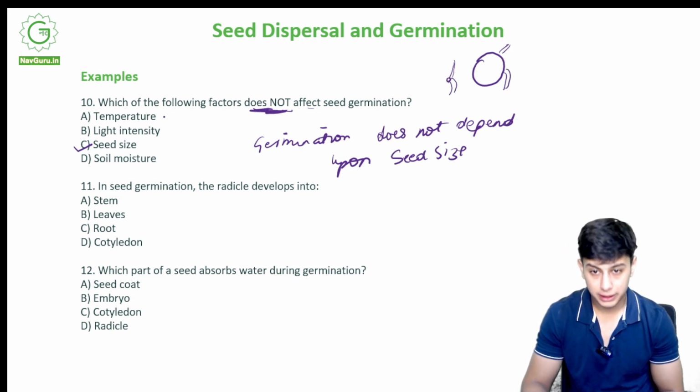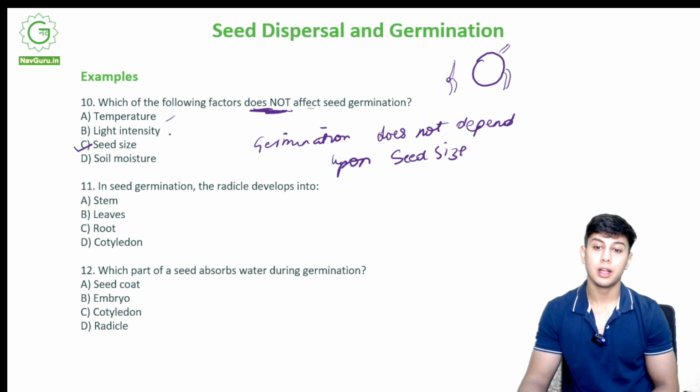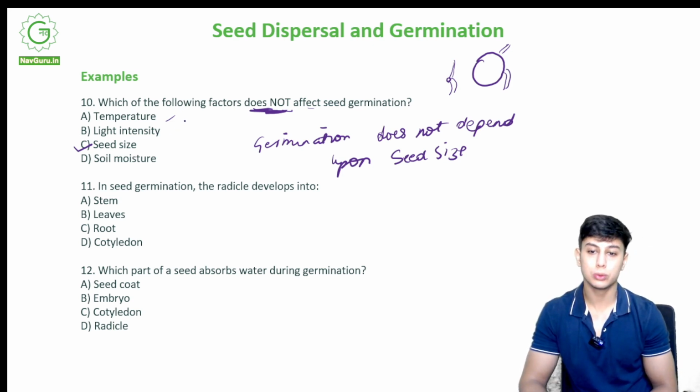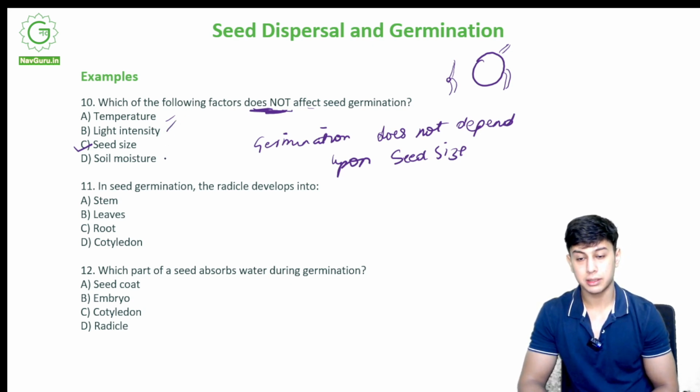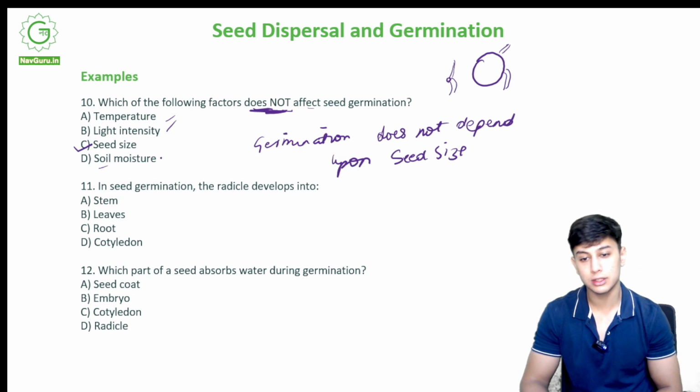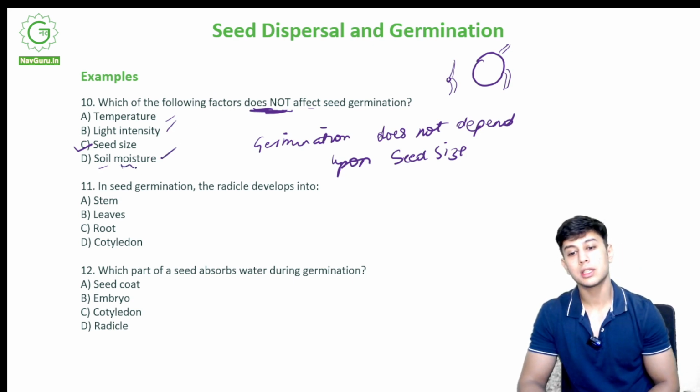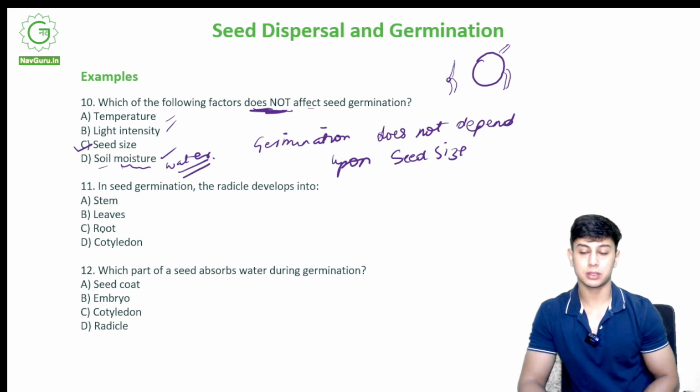Temperature matters because it needs warmth. Light intensity matters because after it has germinated, after there's a shoot, after there's a radicle, it will need light, so light intensity matters. And to start germination, soil moisture matters. Moisture means water, right? This matters the most.